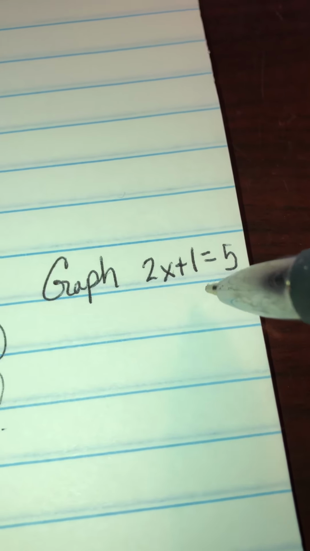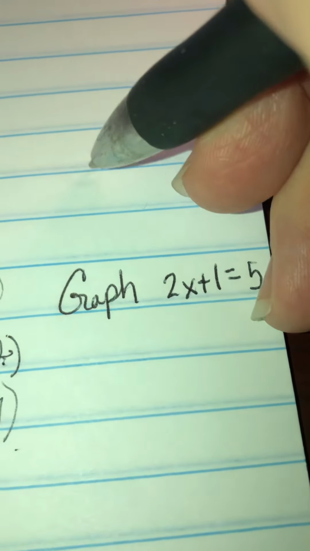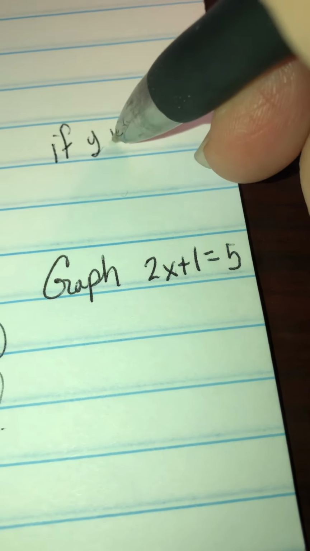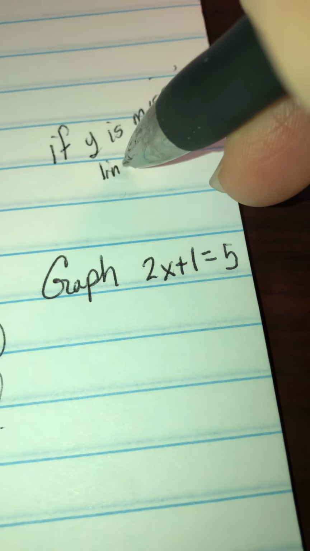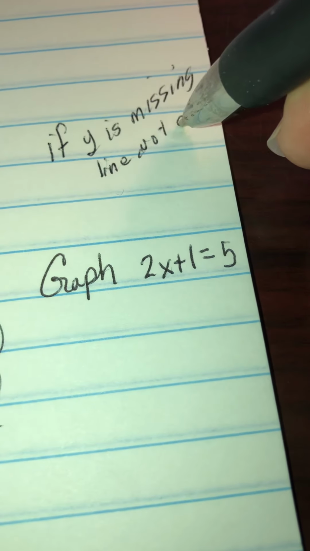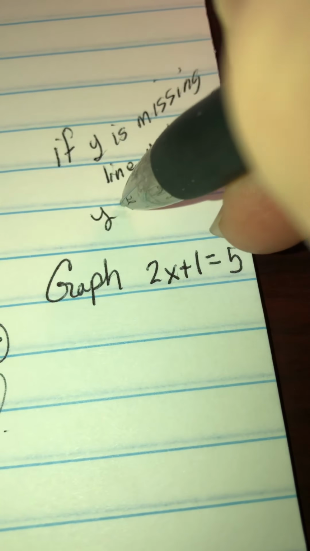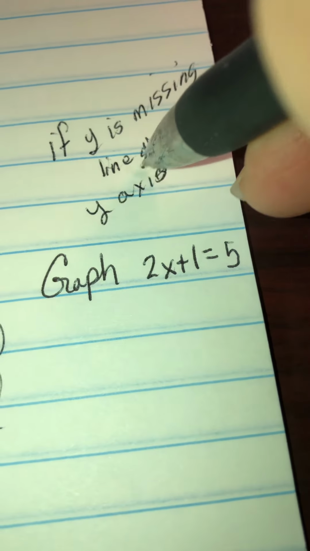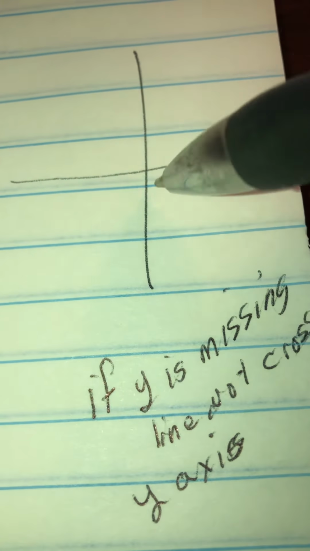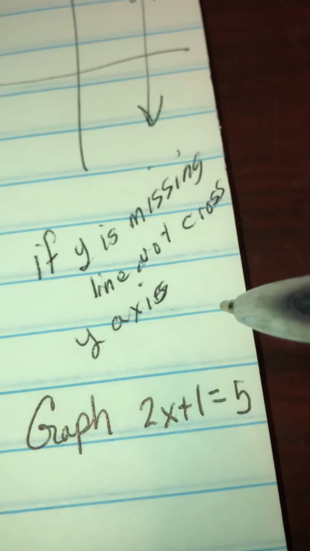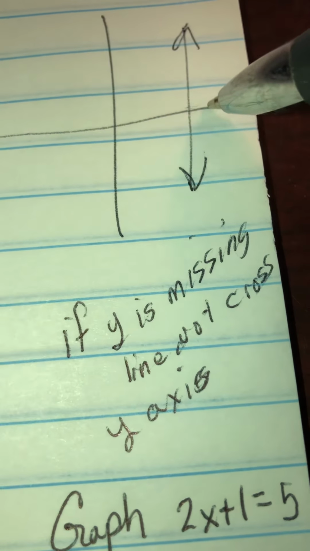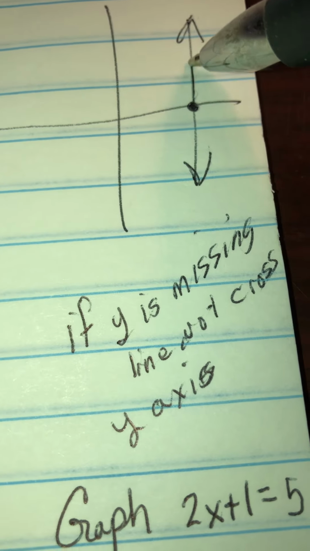Over here, this one, notice it doesn't have a y. And anytime one of the letters is missing, it means that it won't cross that axis. So if y is missing, then the line will not cross the y-axis. So if the x is what was missing, then it would not cross the x-axis. So if you think about a graph, if you draw a line that's never going to cross the y-axis, it has to be a straight up and down line. That's the only way it's never going to cross the y-axis. So what we need to know is what's the x value that it's going to go through, because it'll be straight up and down.